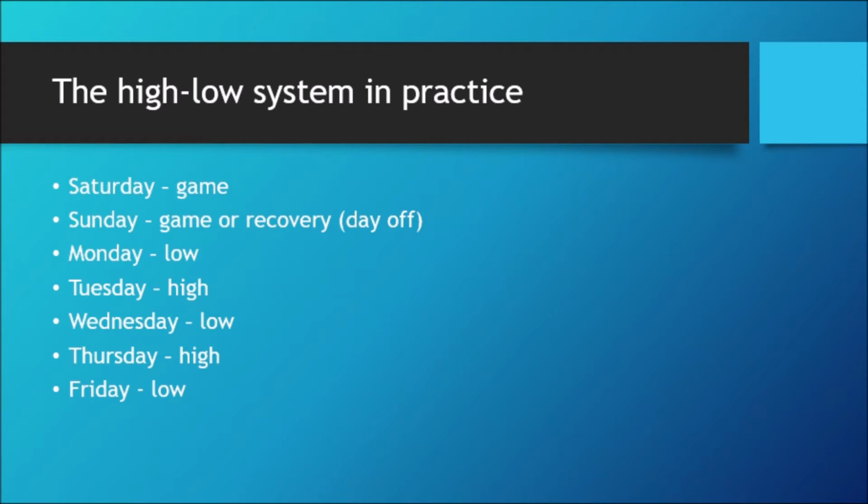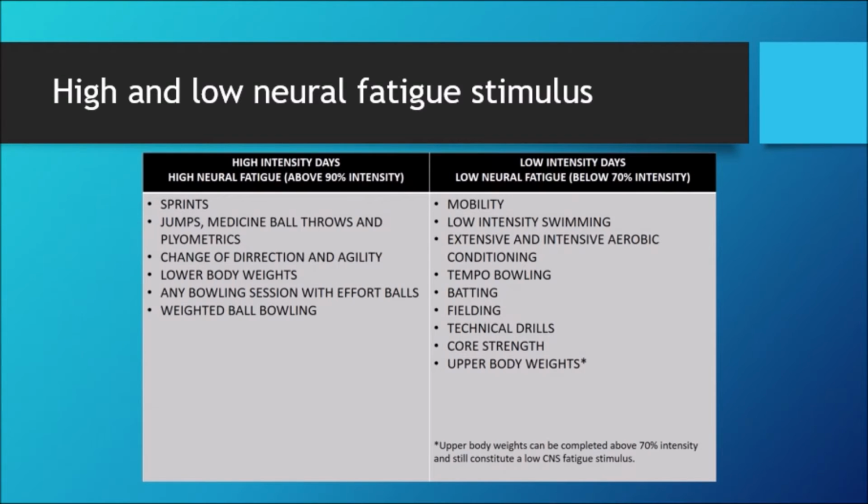Tuesday and Thursday are our high intensity training days. So if we revert back to our little table here, this is our day where we're getting our real work done. If you're a fast bowler, you need to be doing your effort balls on these days. You need to be bowling with high intensity in that session. You can work on some speed, some agility, some jumps, throws, plyometrics. You want to work really hard on your Tuesday and Thursday sessions.